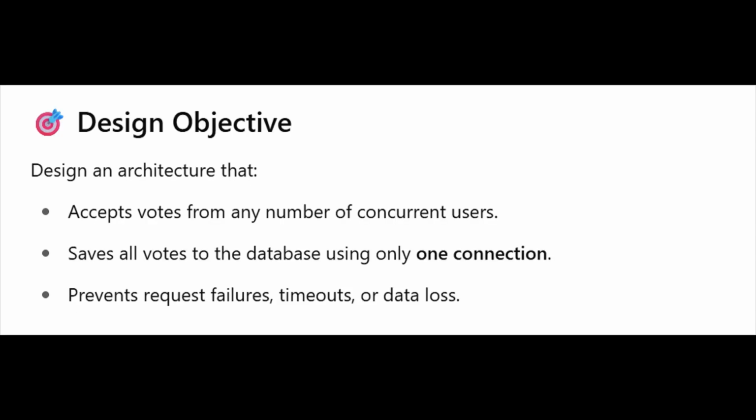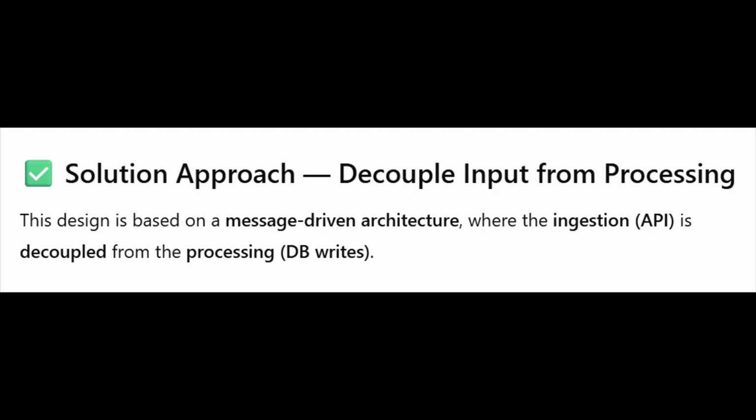Design objective. Design an architecture that accepts votes from any number of concurrent users, saves all votes to the database using only one connection, and prevents request failures, timeouts, or data loss. Solution approach: decouple input from processing. This design is based on a message-driven architecture, where the ingestion API is decoupled from the processing DB writes.